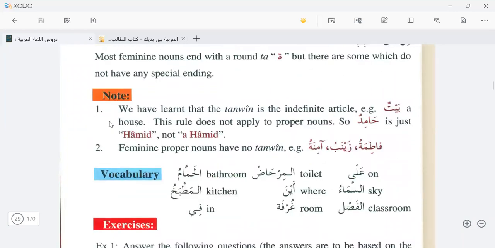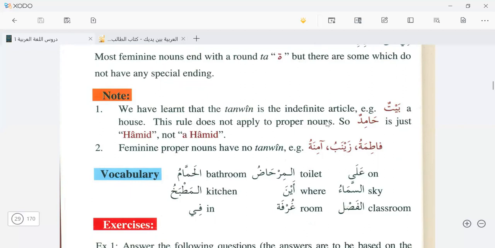Okay, Alwiya, continue. Okay, teacher. Note number one: we have learned that the tanwin is the indefinite article. Example, baitun, a house. This rule does not apply to proper nouns. Hamid is just Hamid, not a Hamid. Number two: feminine proper nouns have no tanwin. Example, Fatimatu, Zainabu, Aminatu.